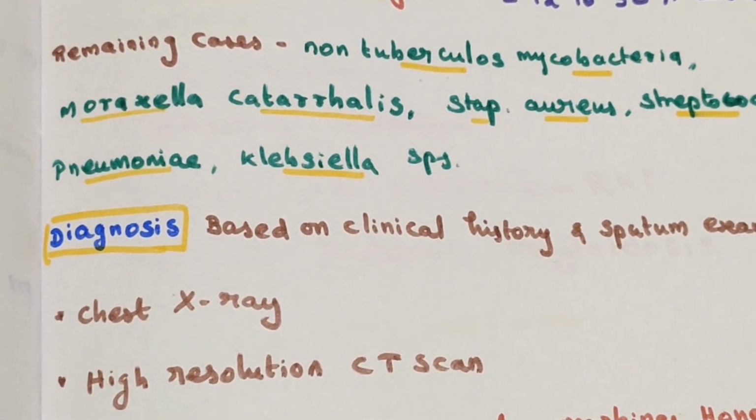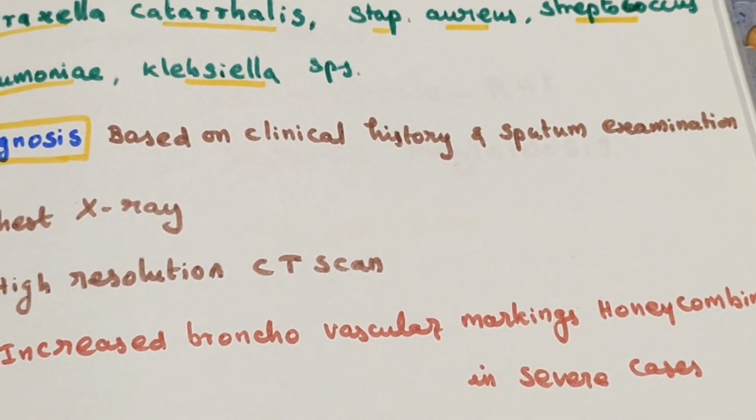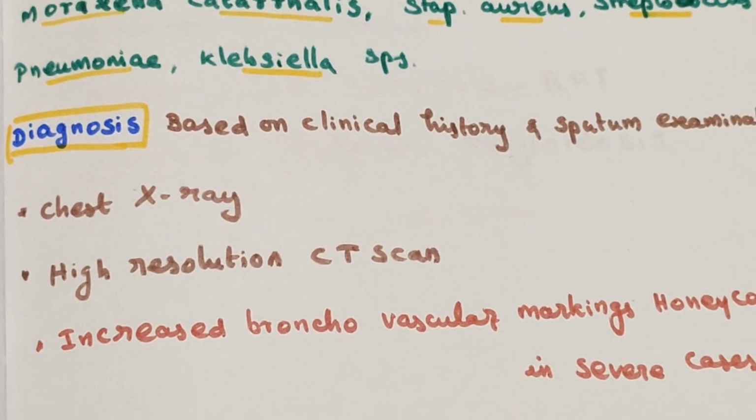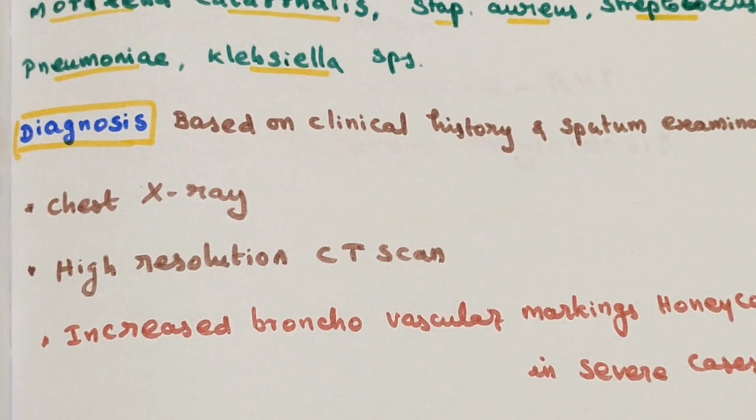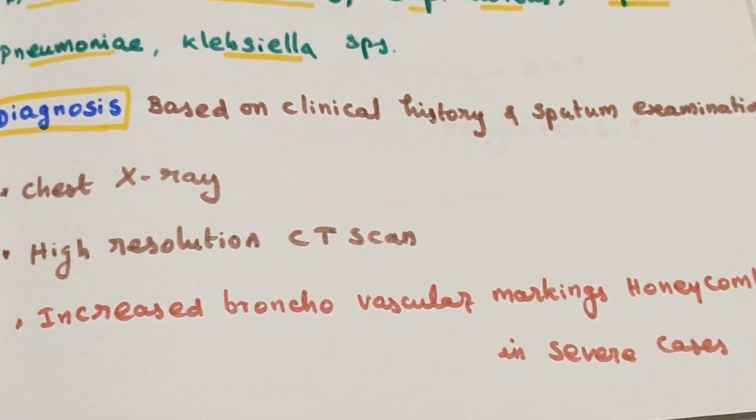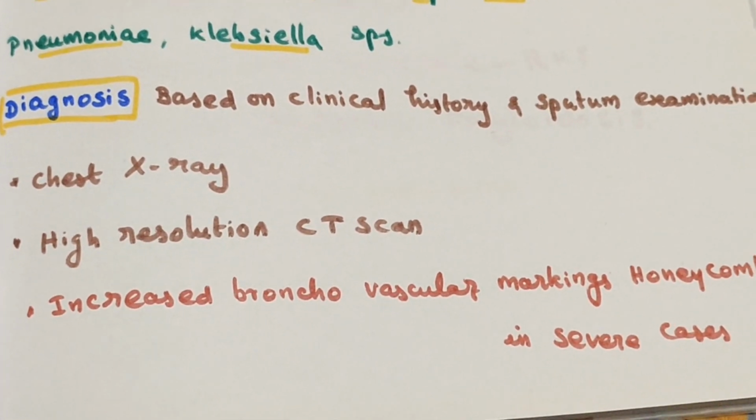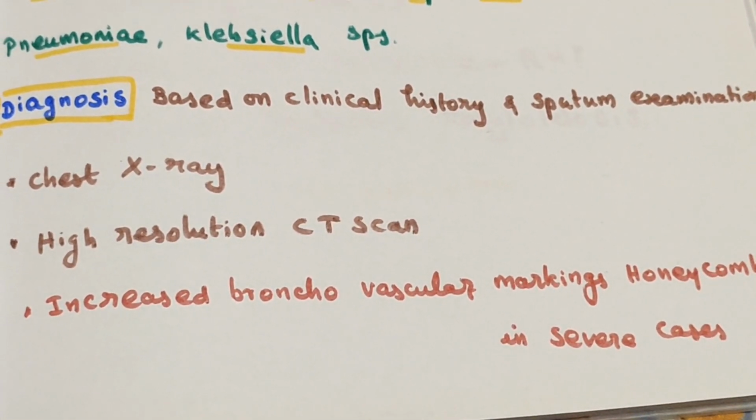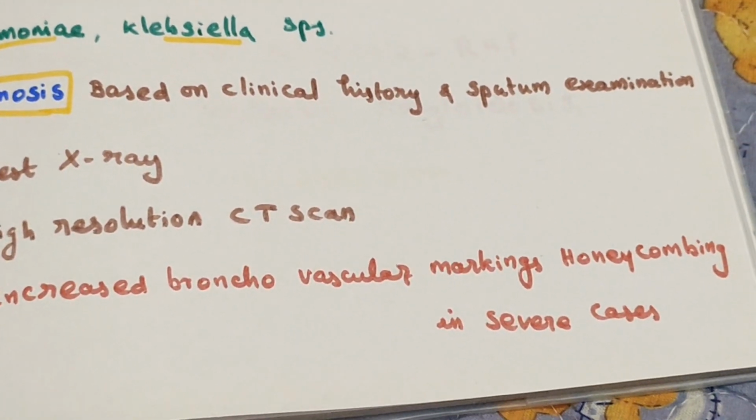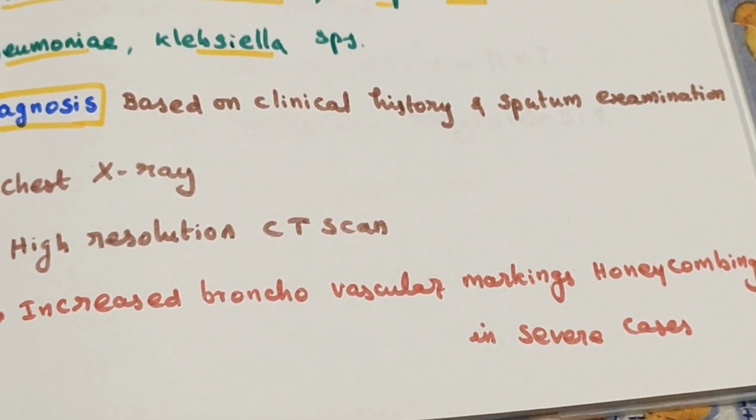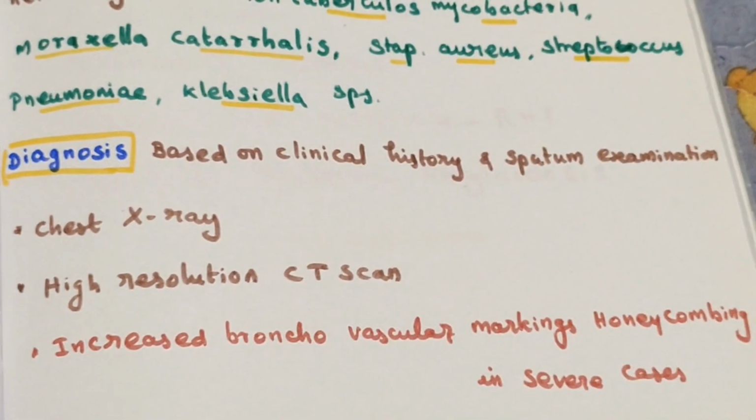Then how do you diagnose bronchiectasis? Almost always it is based on the clinical history and sputum examination. Chest X-ray would lead you to the diagnosis, and high resolution CT scan is required for confirmation of bronchiectasis. On chest X-ray, you can find increased bronchovascular markings, and honeycombing can be observed in severe cases. And the high resolution CT scan confirms the findings of the chest X-ray.